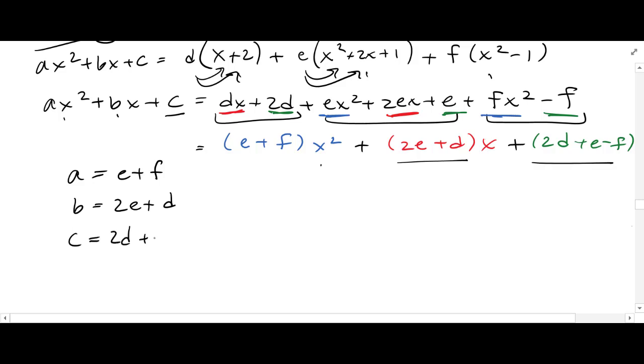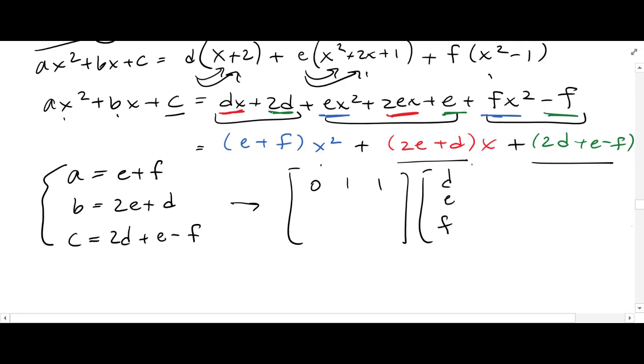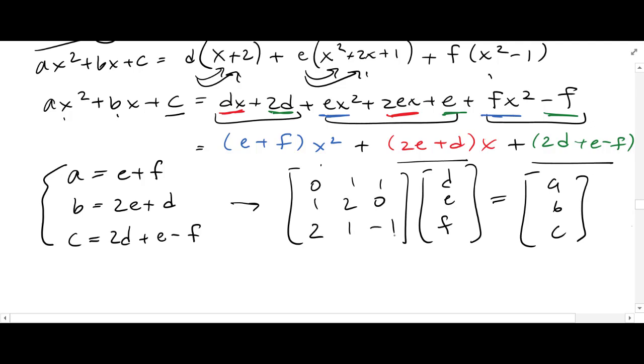So we have a system of equations. We can convert it to a matrix equation again. We get 0, 1, 1. Wait a minute, that's not right. It should be D, E, F. Yeah, so 0, 1, 1. That's right. This one is 1, 2, 0. 2, 1, negative 1. Okay, so that's the matrix equation.